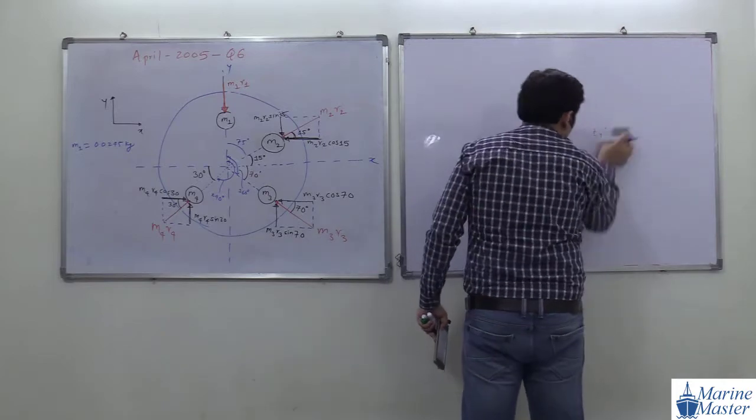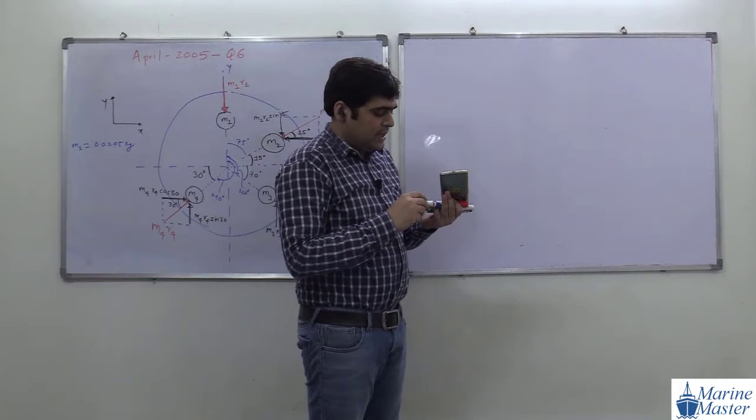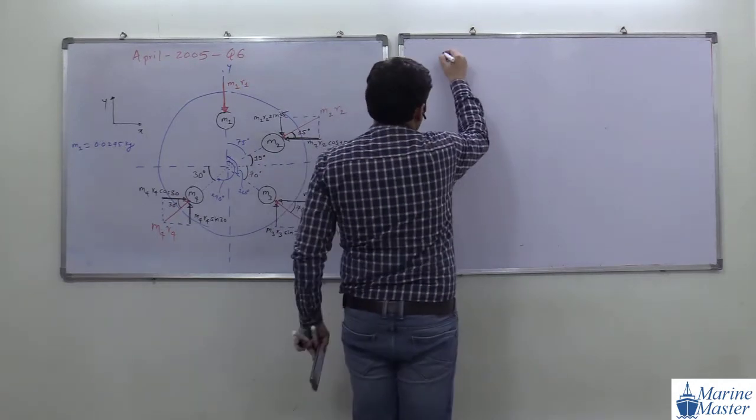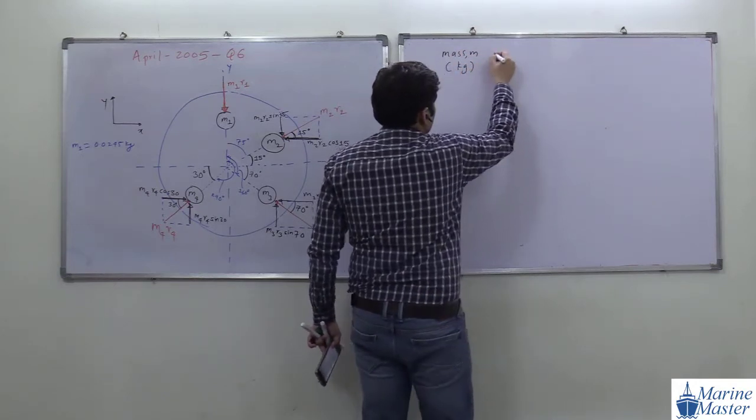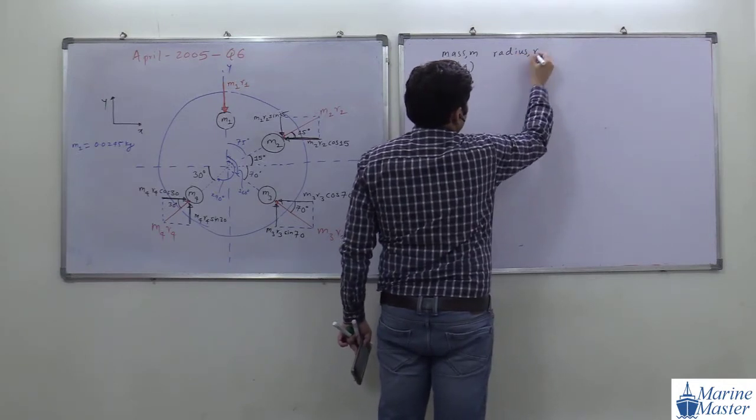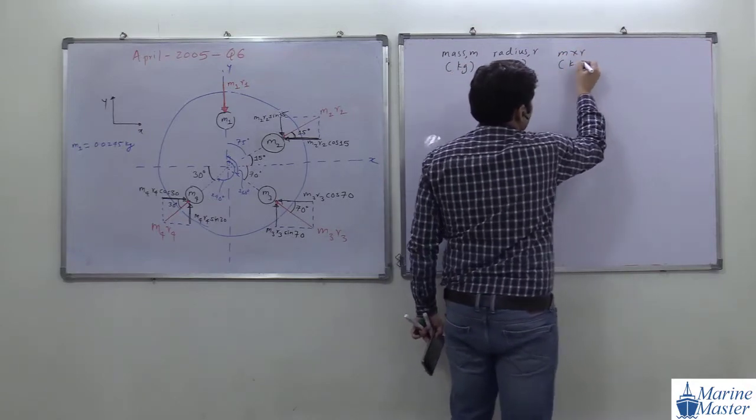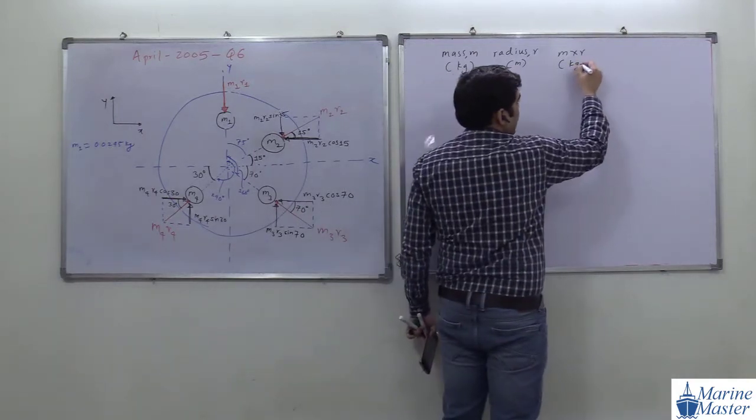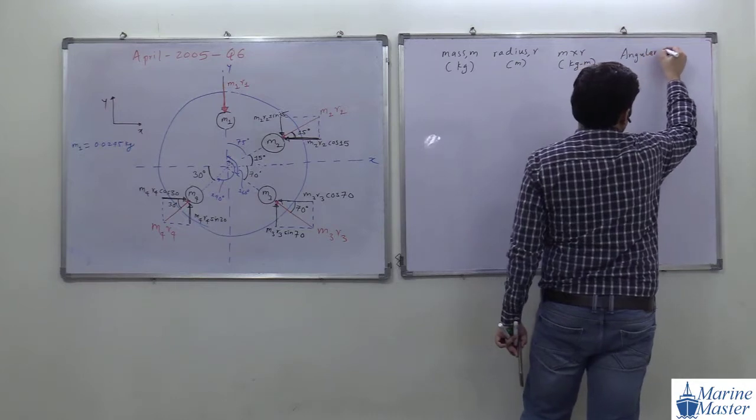So now guys, we are going to form a table. The table consists of 4 things. First one is mass, M, in kg. Then radius, R, in meter. Then M into R, which will be in kg meter. And then their corresponding angular position.